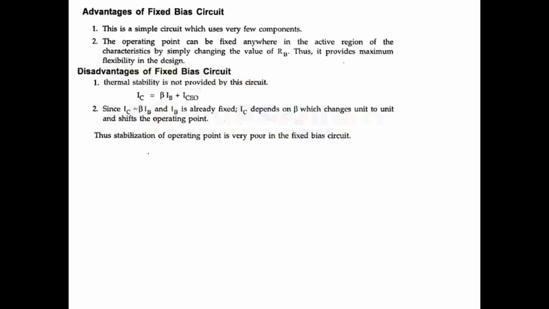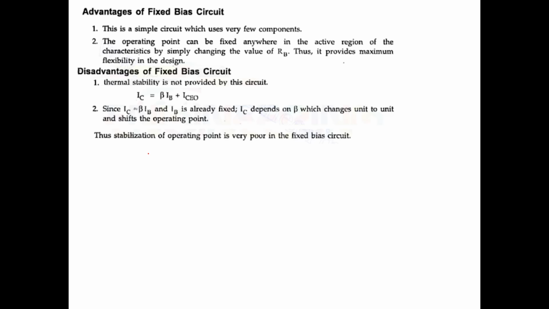The disadvantage is thermal stability, because here ICBO is impacted by the variation of temperature. It doubles for every 10 degrees Celsius. This in turn affects ICEO, which affects IC, and when IC rises, the temperature increases, and finally it is going to burn out our transistor. This is called thermal runaway.